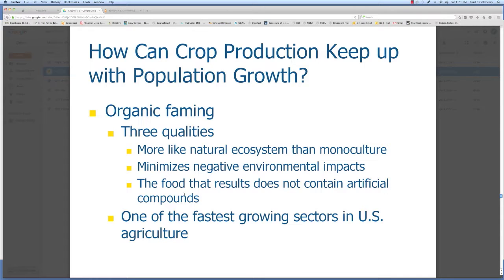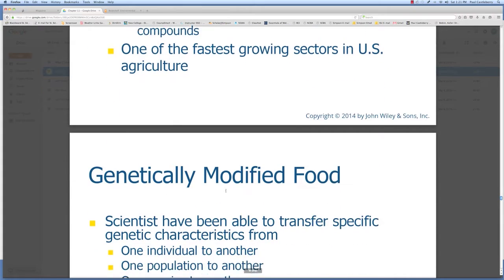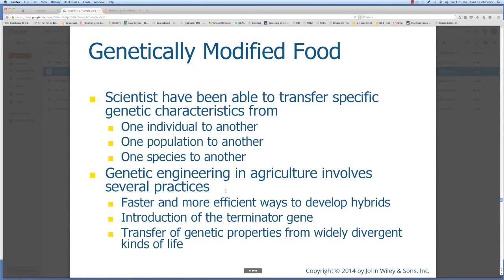However, there are some drawbacks to that, one of those being cost. However, it is rapidly growing not only in popularity, but in square kilometers or square miles of land being used for organic farming. Genetically modified food.